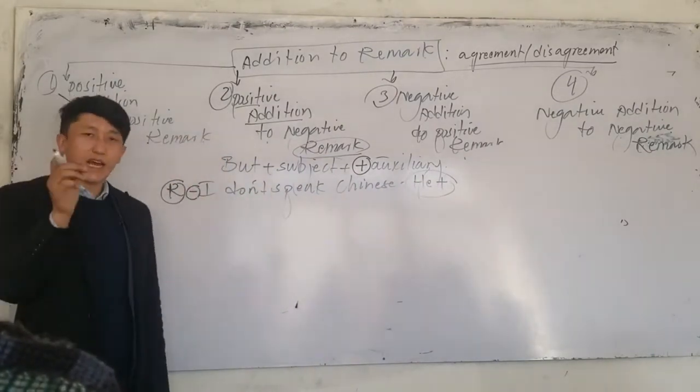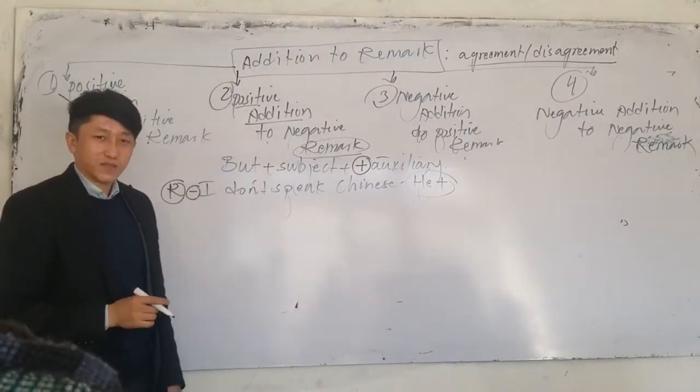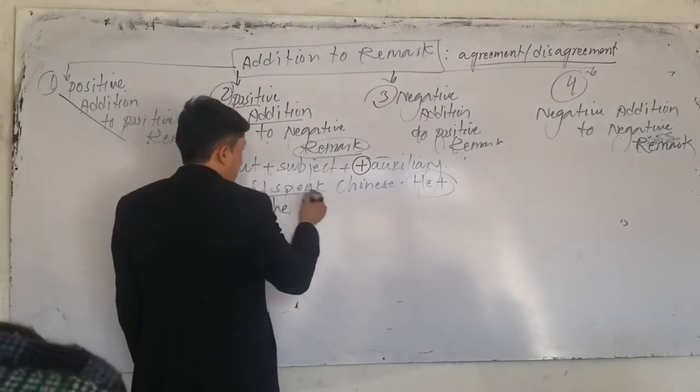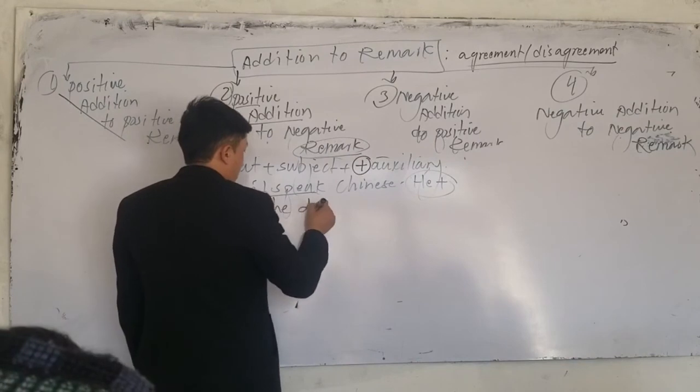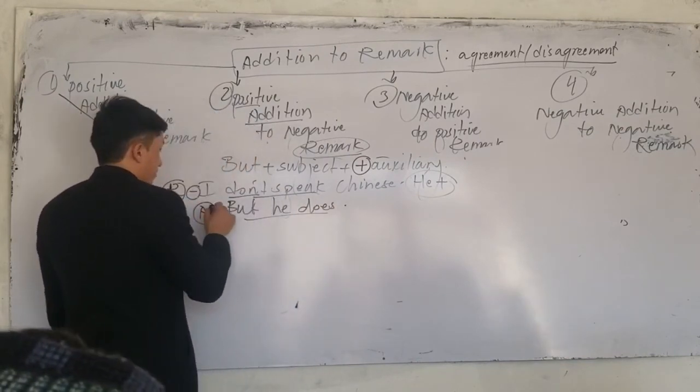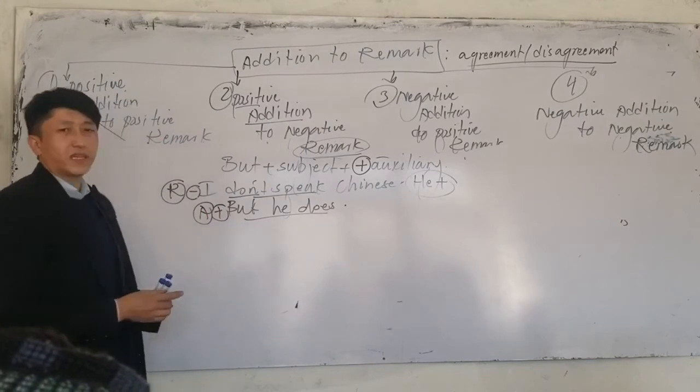Now, how can I add that person to this sentence? What should I say? We can say but he. There is no auxiliary verb here, so we use do. But he what? Does. This is the addition. Addition is what? Positive. Positive addition to negative remark.